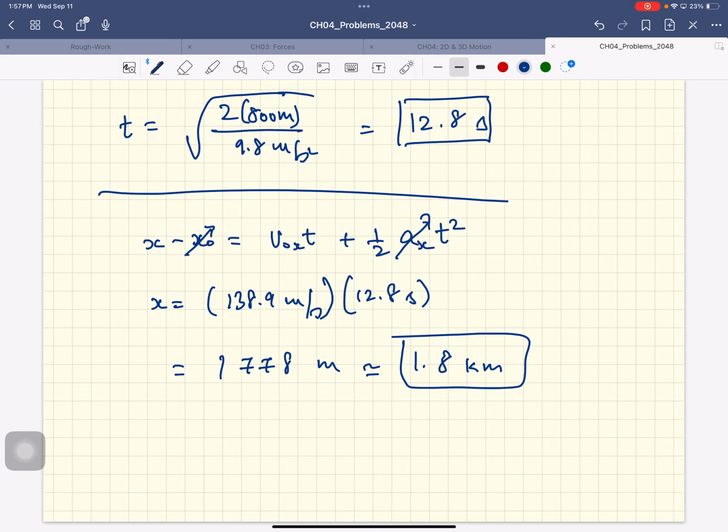Okay, so 1.8 kilometers, a little over a mile away. This is assuming there's no drag and stuff like that. So back in the days, when you drop a bomb and you want to hit a target, this is the kind of calculations you would do.